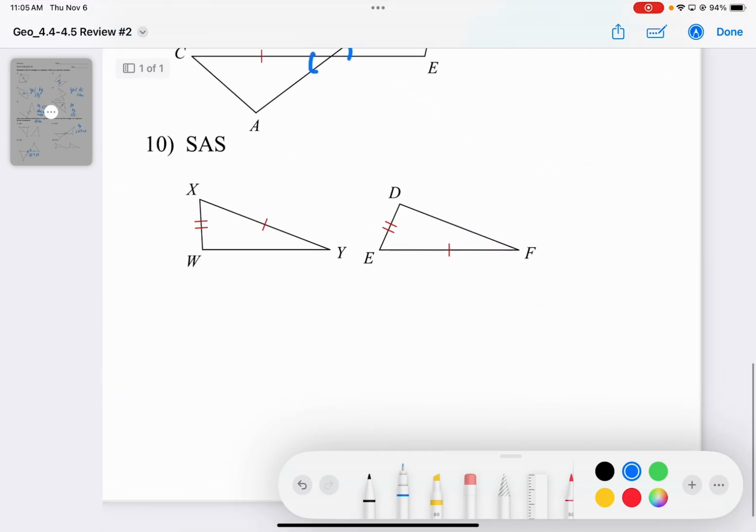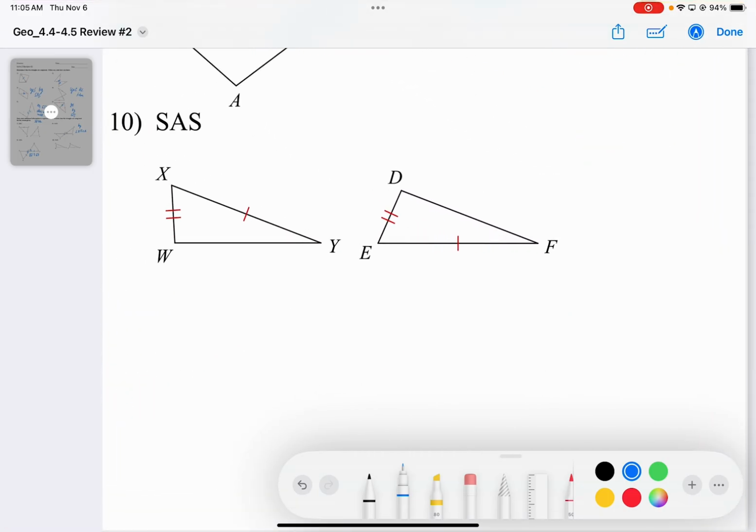Last but not least, side angle side for this one. I know the two sides. What angles would I need? Not E and W. Just give me one letter. I need the angle that is between the sides in each case. So Max says X, and what else? It'd be X and E. So angle X is congruent to angle E.